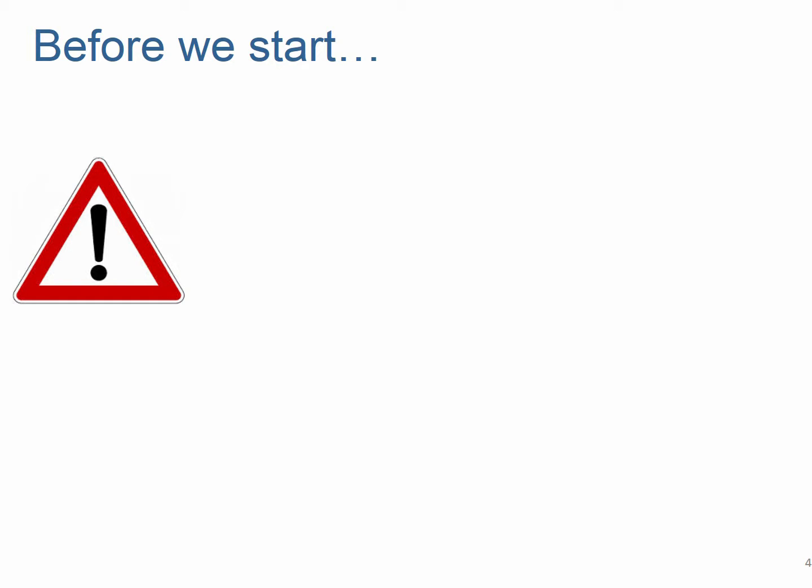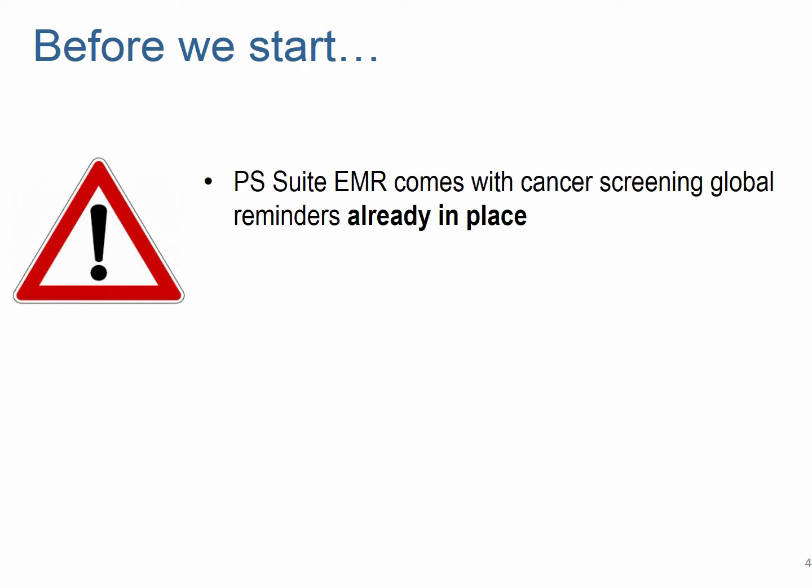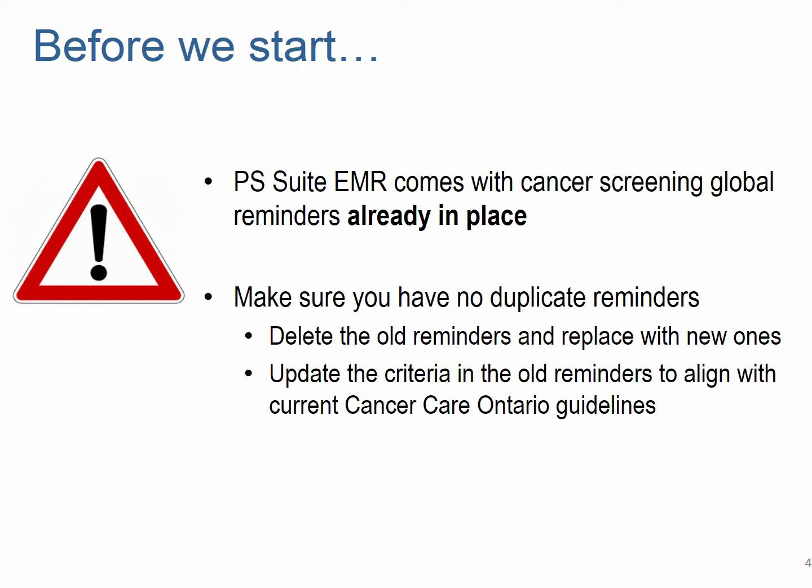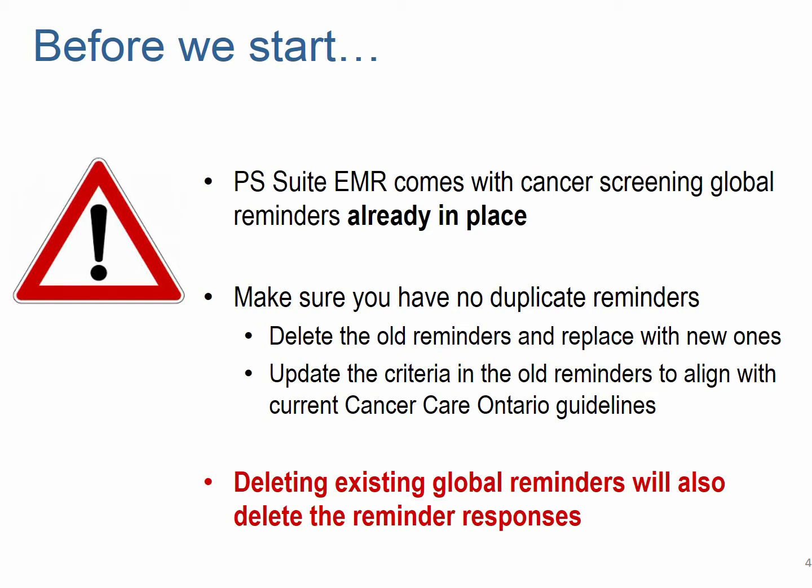It's also important to note that you probably already have cancer screening reminders in place in your EMR, as these are generally included with PS Suite EMR when you first purchase the software. However, if your existing global reminders are more than a year old, they may not reflect current CCO guidelines and recommendations. If you intend to use this demonstration to create your own reminder, you will want to make sure that you are not making a duplicate reminder. Your options then are to either delete the old cancer screening reminders that are saved in your system, or update these old reminders with the new criteria. Just remember that if you do delete a global reminder, you will also delete all the reminder responses that are attached to it. With that out of the way, let's get started.